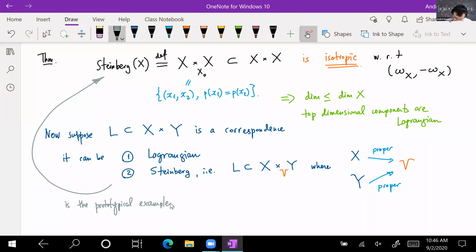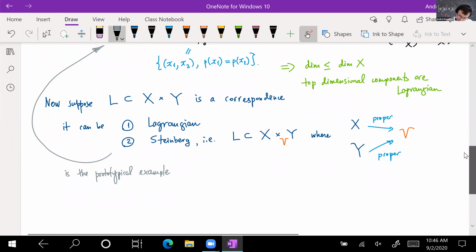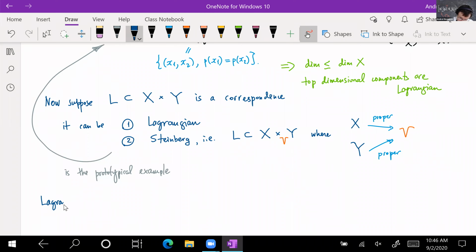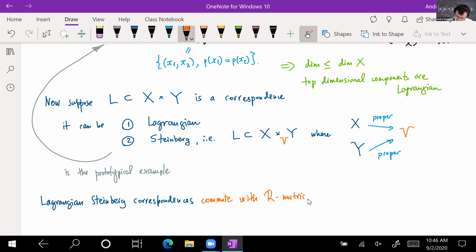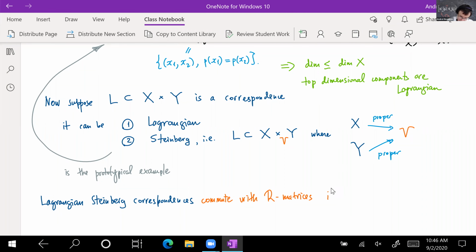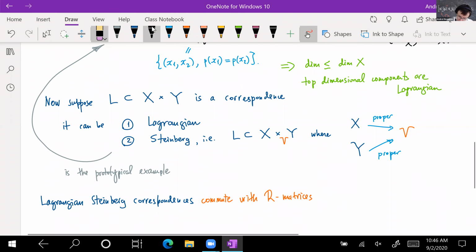Okay. And so why do we like this thing? Is that Lagrangian Steinberg correspondences commute with R matrices in the following sense. So this is why we really like them.